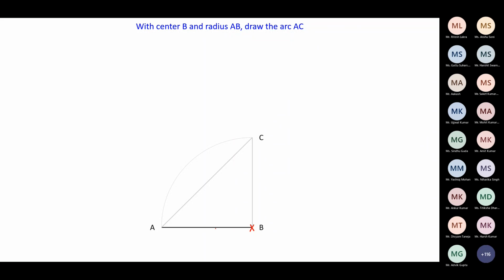B as center, A as, and AB as radius. We construct this arc. Alright. Now what is the next step? Next step, we bisect the line AB. So we draw the perpendicular bisector of line AB.